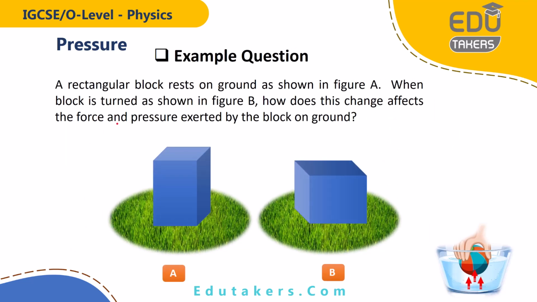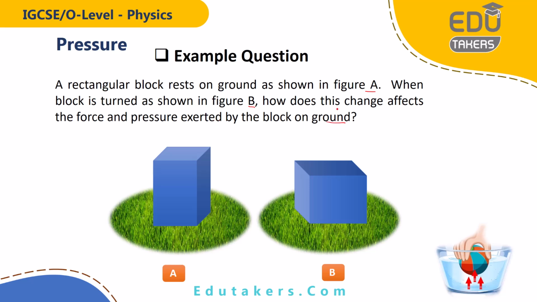Here is the example question. In the diagram you can see there are two boxes that are shown in A and B. A rectangular box rests on ground as shown in figure A. When the block is turned as shown in figure B, how does this change affect the force and the pressure exerted by the block on the ground?